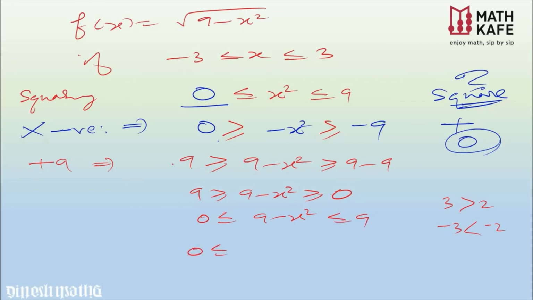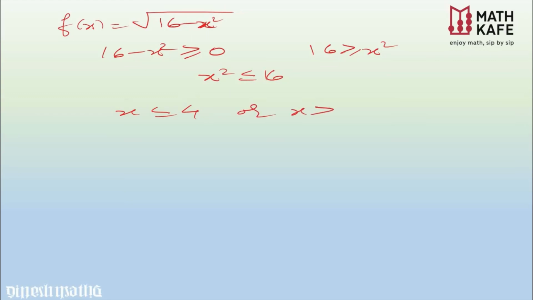Take the root, 0 less than or equal to root of 9 minus x square less than or equal to 3. So you got f of x lies between 0 and 3, or y lies between 0 and 3. So what is the range? 0 to 3. So that is the answer. The range is equal to 0 to 3. Let us look into one more example the same way.